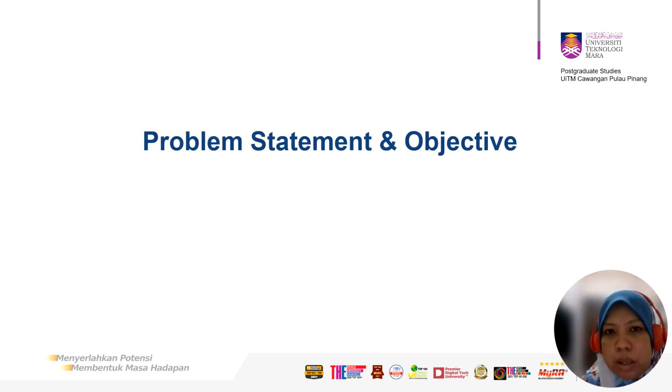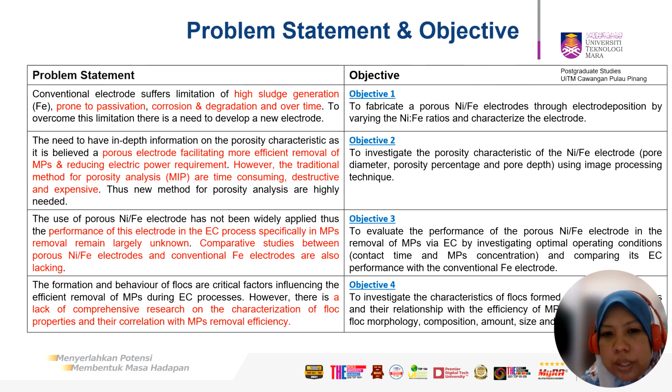Problem statement and objective. This research comes up with 4 problem statements to relate with 4 objectives. The first problem statement is that conventional electrodes suffer limitation of high sludge generation and are prone to passivation, corrosion, and degradation over time. To overcome this limitation, there is a need to develop a new electrode.